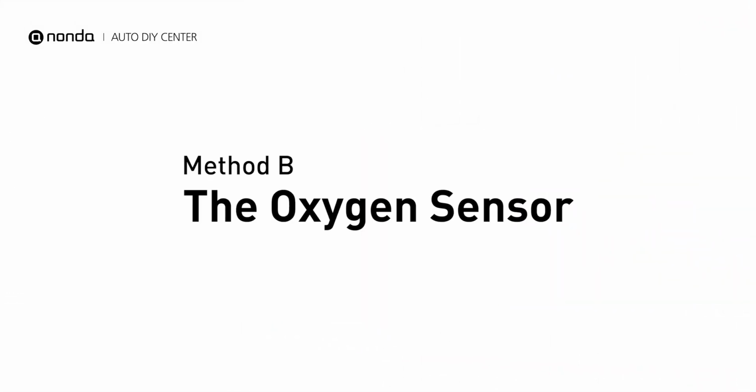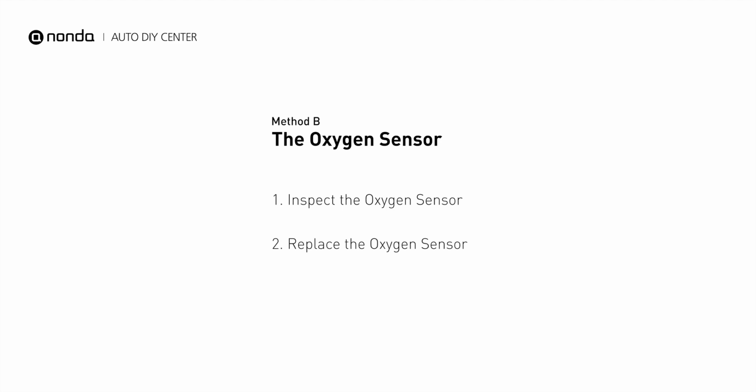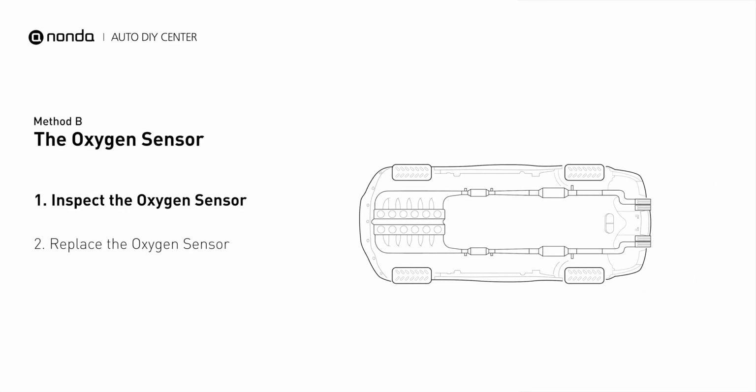Method B: the oxygen sensors. The oxygen sensors are located before and after the catalytic converter. Bank 1 is on the side with the cylinder number 1.